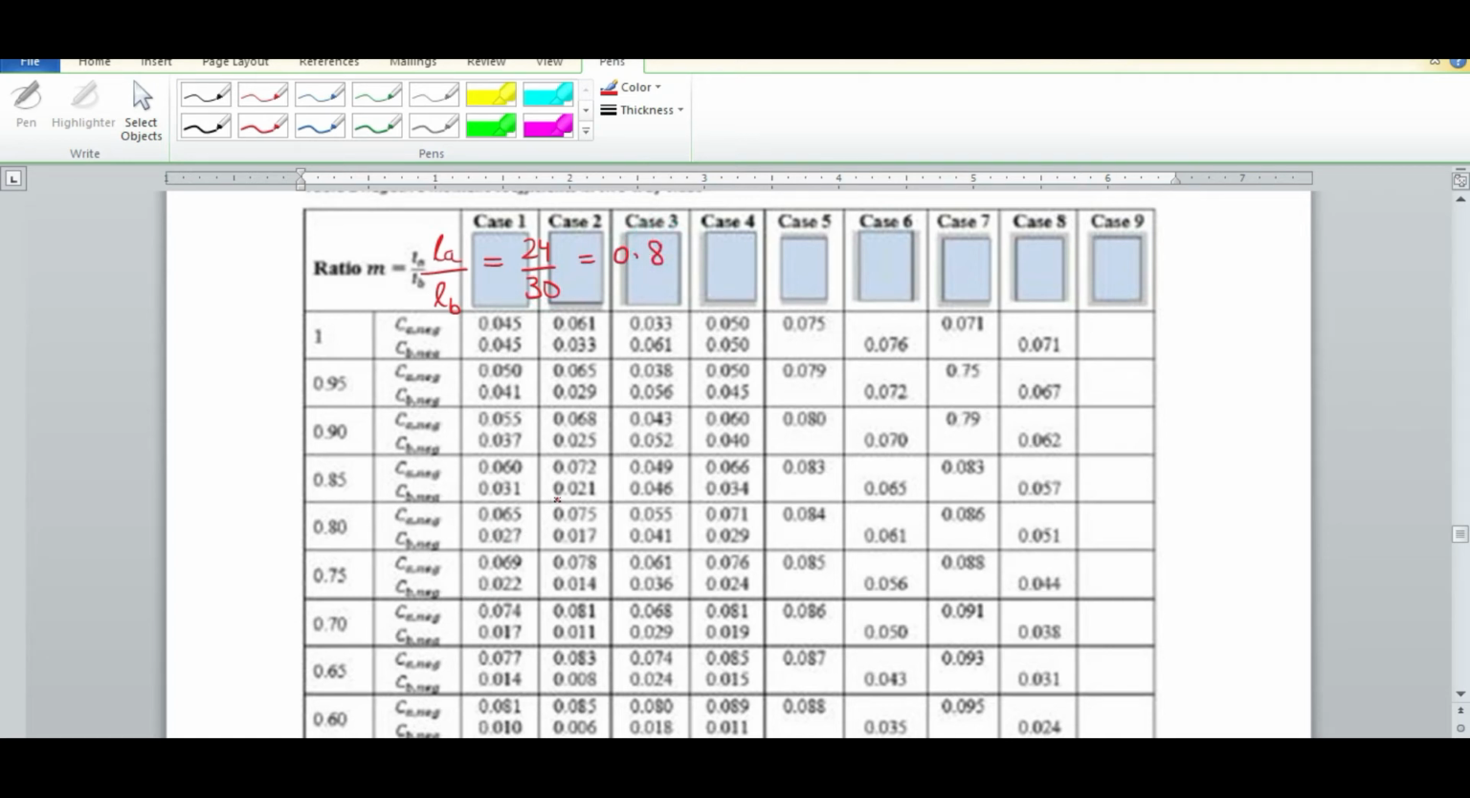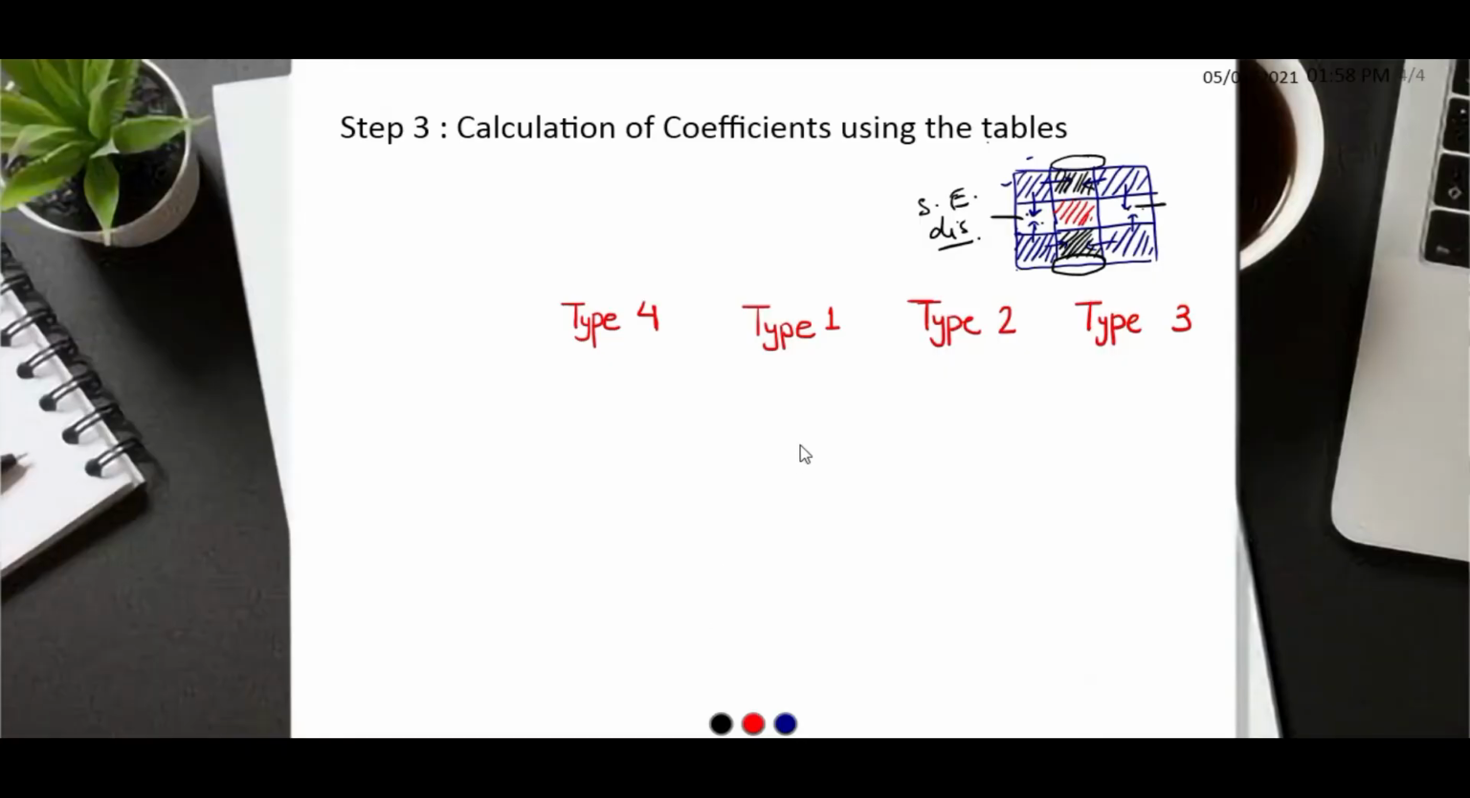So corresponding to 0.8, these are the values. This is the CA value, this is the CB value. CA, CB, all are negative. Okay, negative. And we have different cases, case 1, 2, 3, 4, 5, 6, 7, 8, 9. Let us check what cases we are having. 1, 2, 3 and 4.